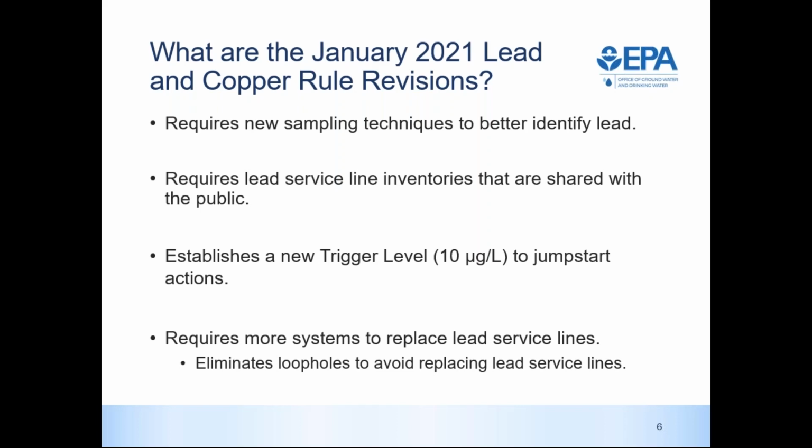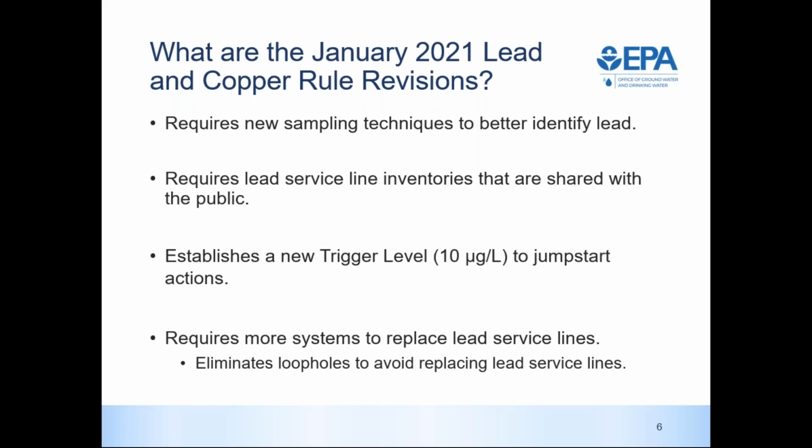The revised rule also requires water systems to identify service line material and create lead service line inventories that are shared with the public. They must also notify customers if they have a lead service line. The revised rule establishes a trigger level of 10 micrograms per liter, which requires water systems to take actions earlier.